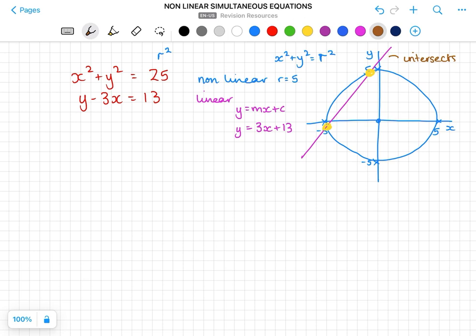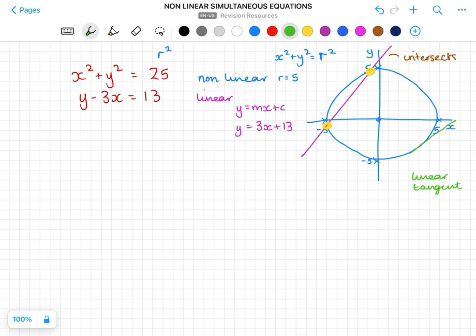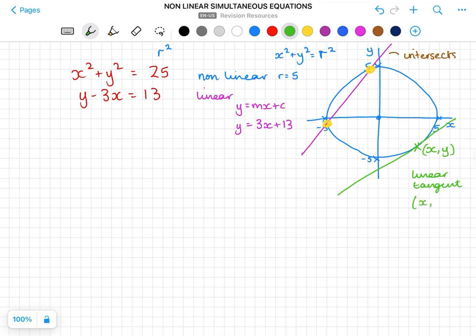However, if we're looking at another example of a nonlinear simultaneous equation, and your linear equation is a tangent of a circle, a tangent being a straight line that touches a curve, what we would see is that it only touches your circle at one coordinate. So you will only get one value of x and one value of y.